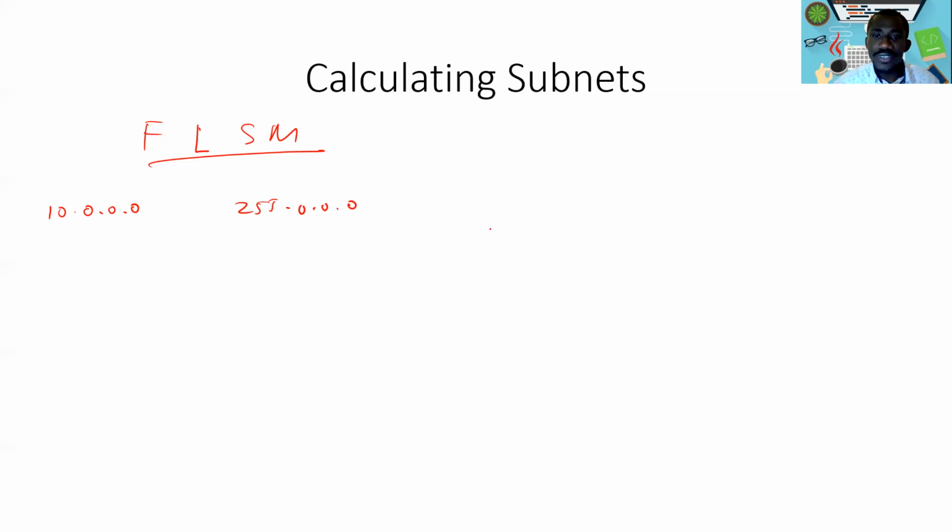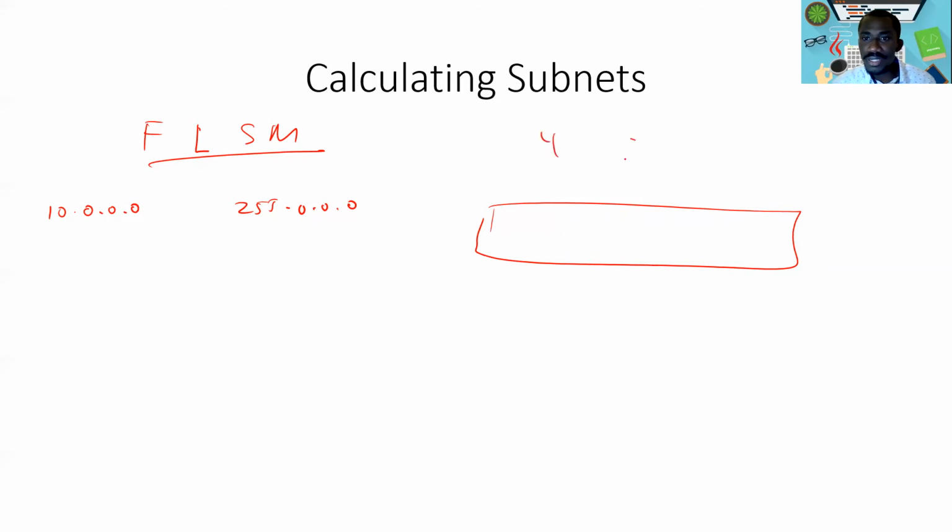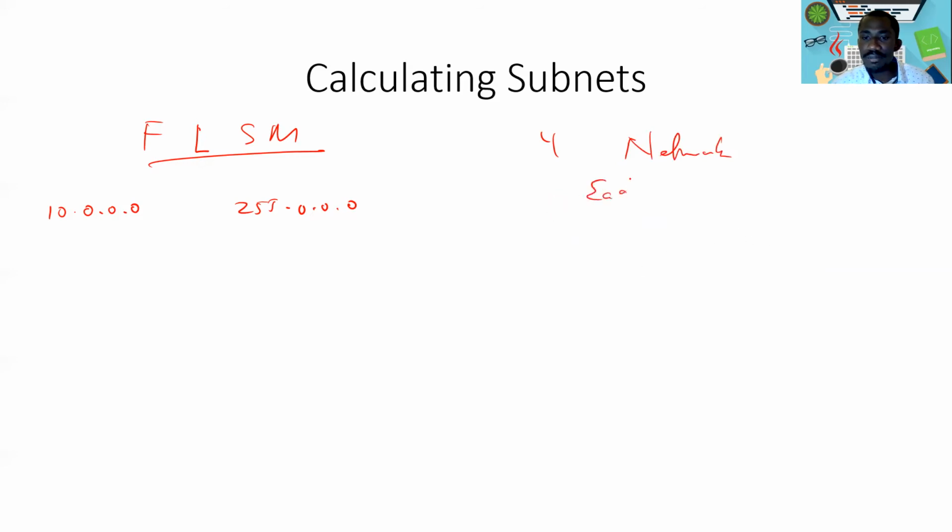Now, if we say we're dividing it into equal chunks, what it means is that we want 4 networks, each with 10 PCs. So 4 times 10, that's 40 IP addresses. But again, it may not be 40 because we have to consider the network address and the broadcast address for each network. We'll see how that works.